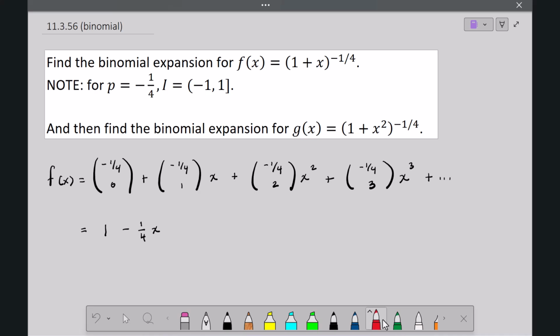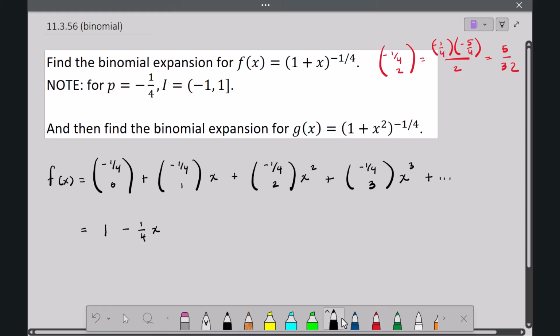-1/4 choose 2. We will take -1/4, we will subtract 1 from it, and then we will divide by 2 factorial, which is 2. This is going to give us positive 5 divided by 32 as our coefficient.